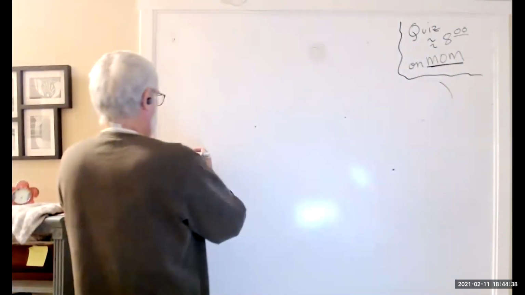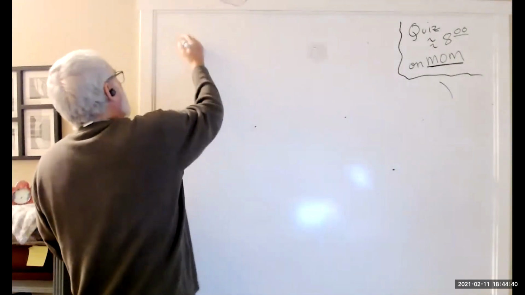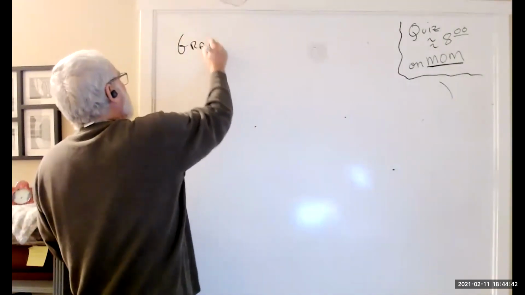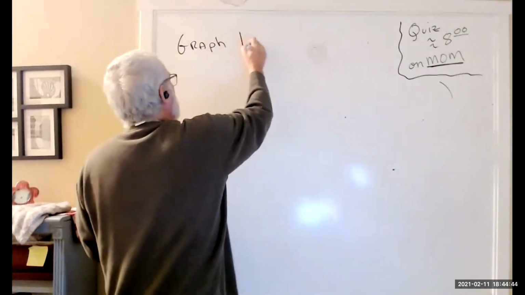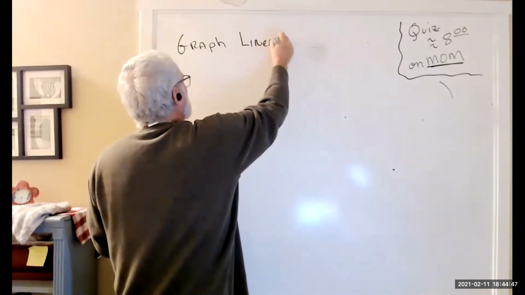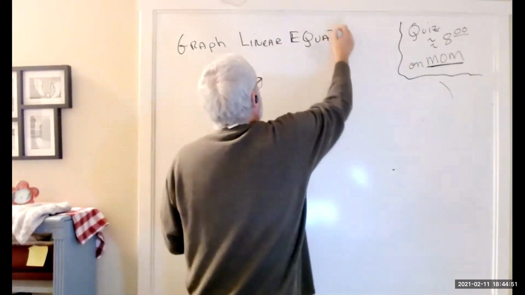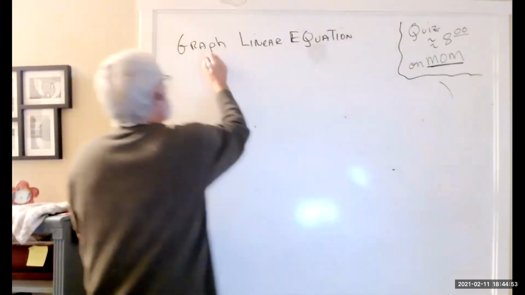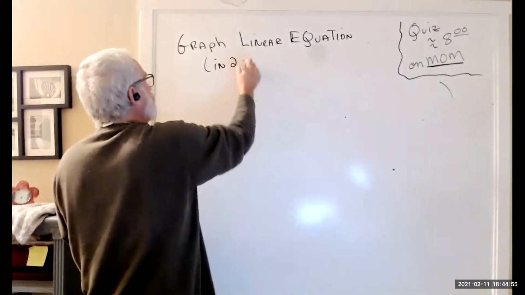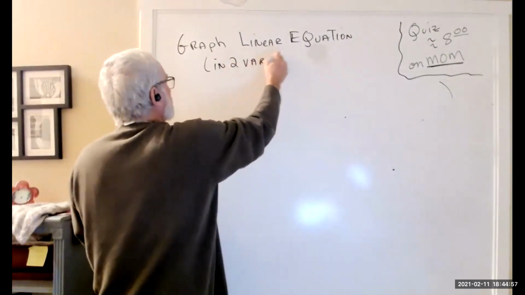Then yesterday, I also started the graph of what was called a linear equation, in parentheses, in two variables.